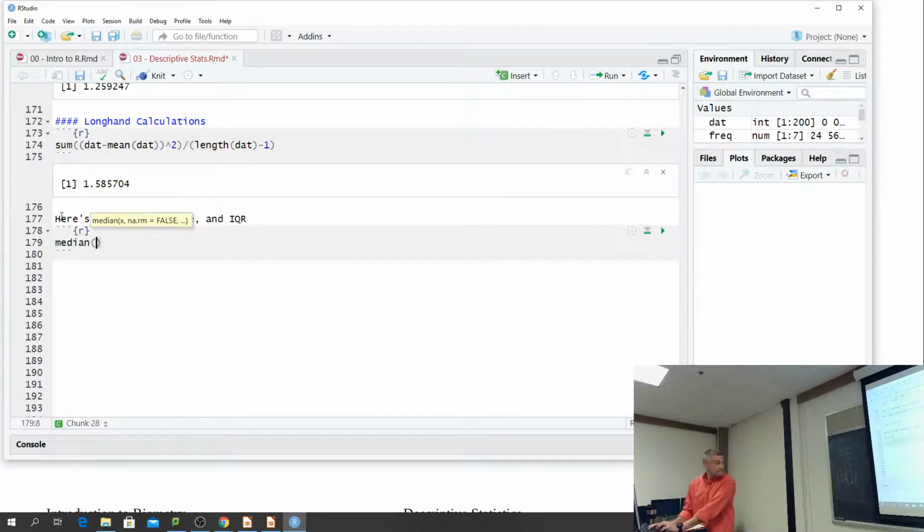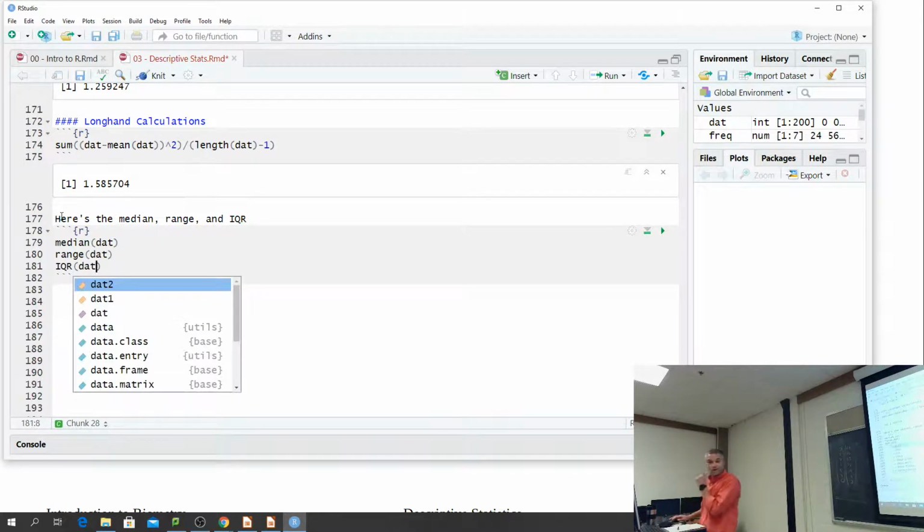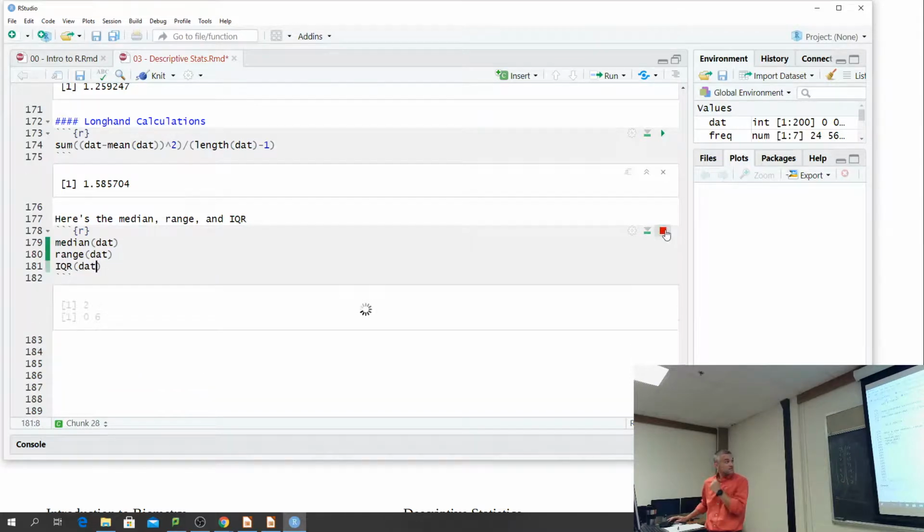So median of dat will give us the median. The range will give us the range. IQR will give us the IQR. Right? All of those things. We already have the vector. All of these functions take a numeric vector. Here it is. Here's our output.